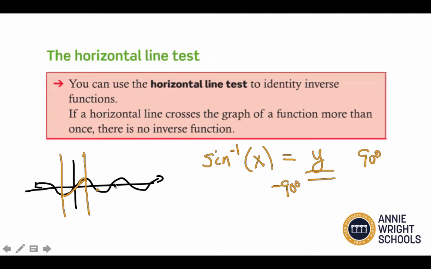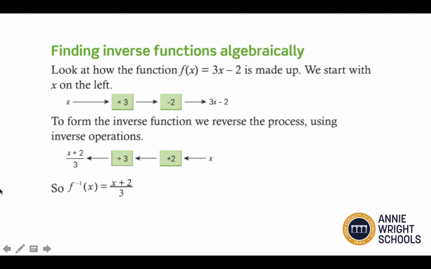Even though there's a lot of angles that have a sine of a certain value, the inverse sine can only spit out values in a certain range because of this restriction. Anyway, I digress. How do you find the inverse algebraically?